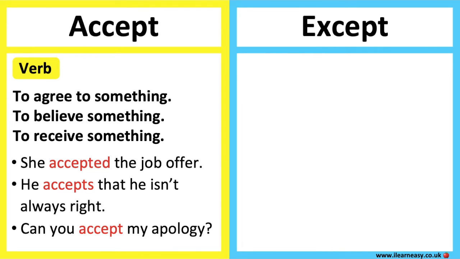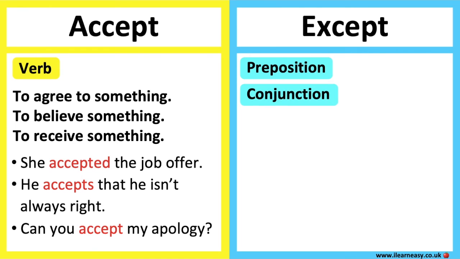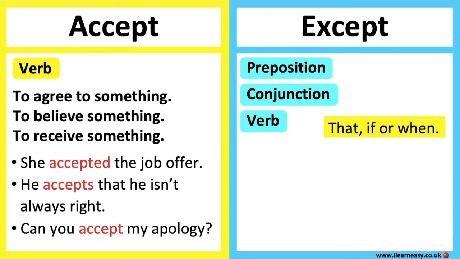Except. Except can be a preposition, conjunction, or a verb. As a preposition, it means but. As a conjunction, it means only or with the exception. Except is often followed by that, if, or when.